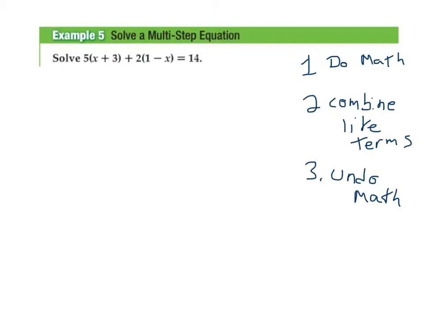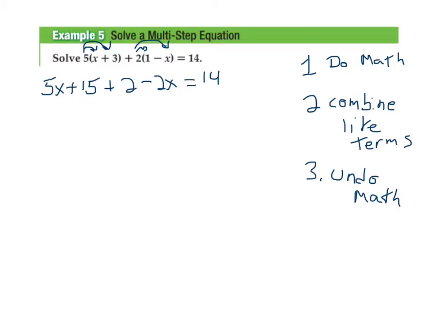So let's start right here. We're going to distribute the 5 in here, like that. 5 times x is going to give us 5x. 5 times 3 is going to give us 15. Then we have plus, and I'm going to distribute my 2 in here, like so. 2 times 1, so positive 2, and 2 times negative x is going to be minus 2x, and that whole equation is still equal to 14.